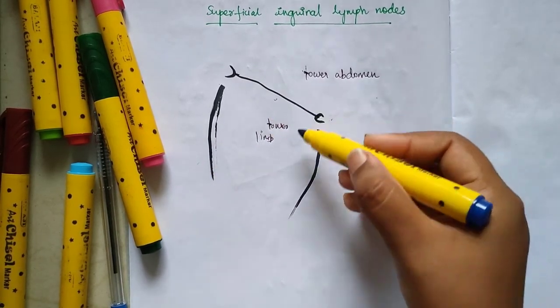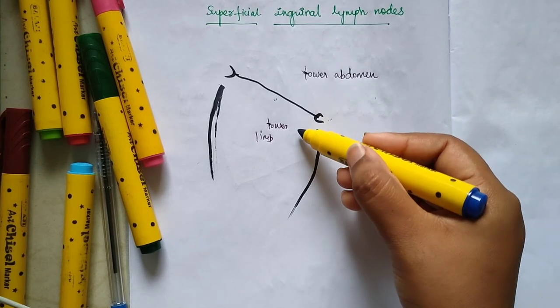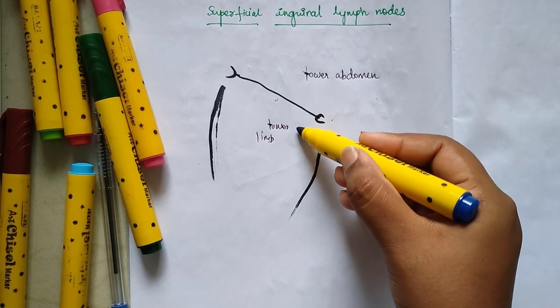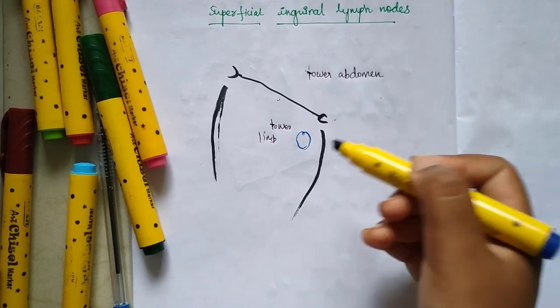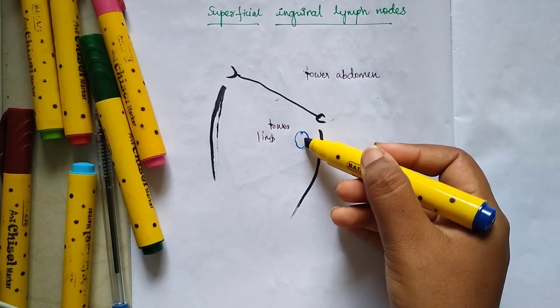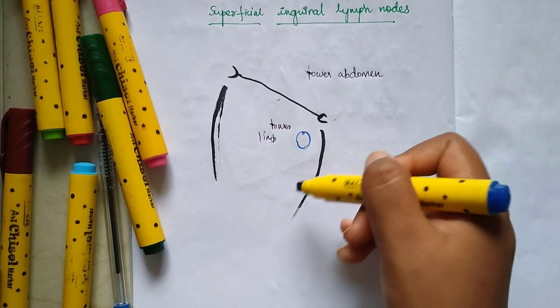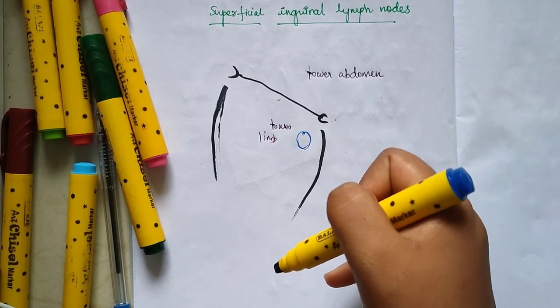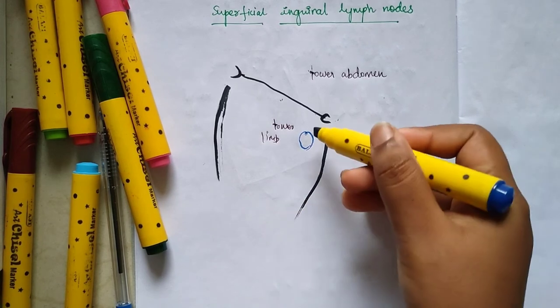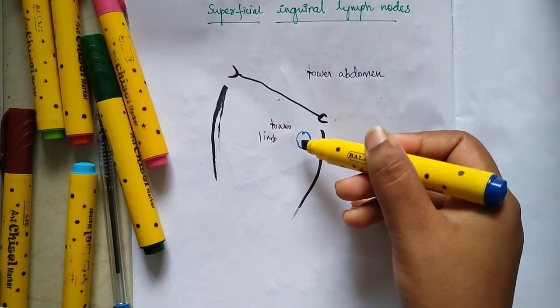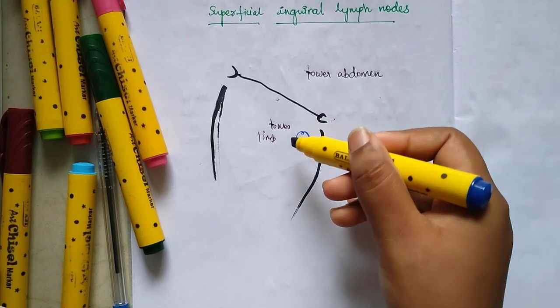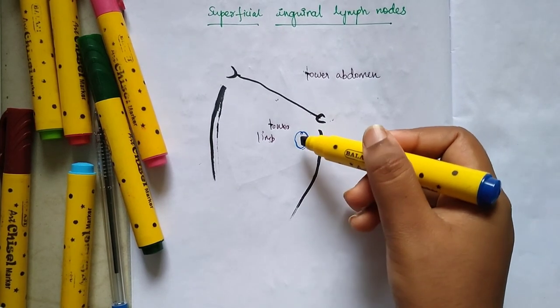On the medial side, we have one opening just below the inguinal ligament, that is the saphenous opening. Through this, the great saphenous vein that originates from the foot enters the saphenous opening, pierces the cribriform fascia and drains into the femoral vein.